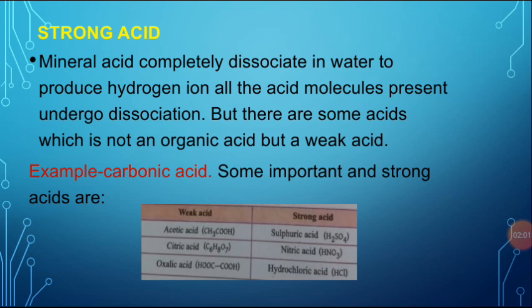There is a table. We see there are some important strong and weak acids. You must learn these names of acids. Weak acids are acetic acid, citric acid, oxalic acid, and strong acids are sulfuric acid, nitric acid, and hydrochloric acid.